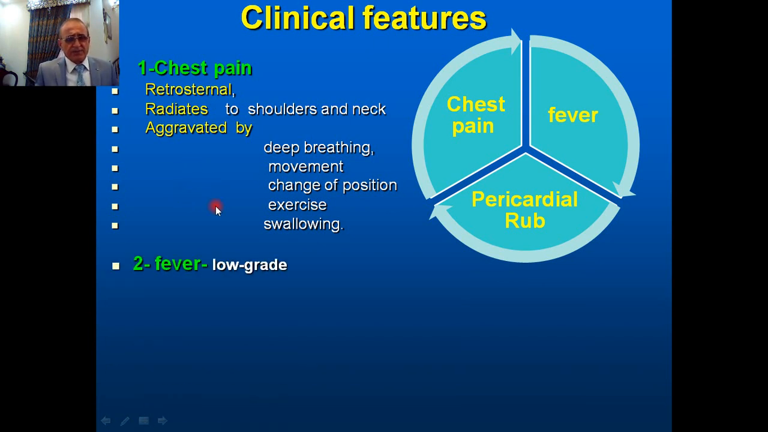The second point is inflammation and infection. Obviously it's associated with fever, which is low grade, but this is not necessarily present in all cases. The third, which is diagnostic once you hear it, is the friction rub.